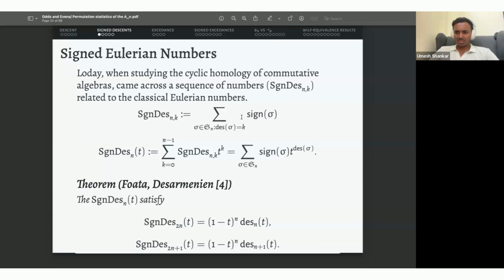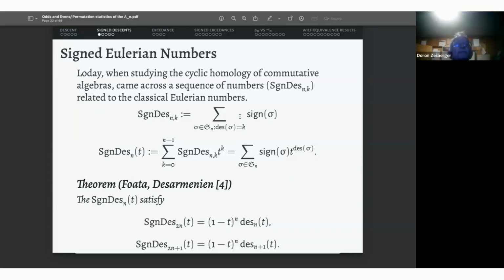Is that visible? Yes, we do. Yes, we can.